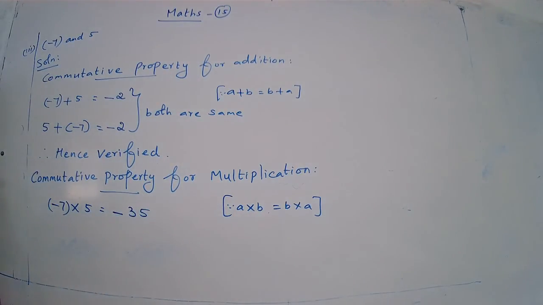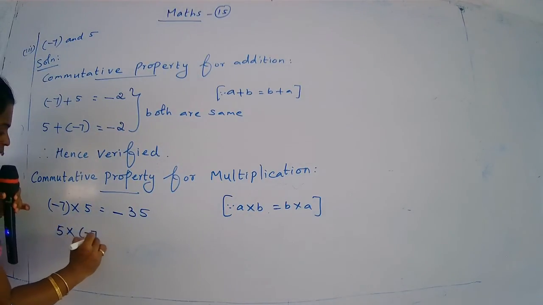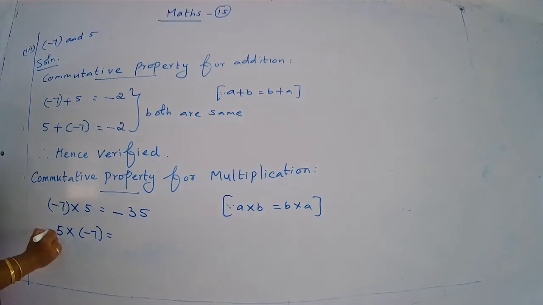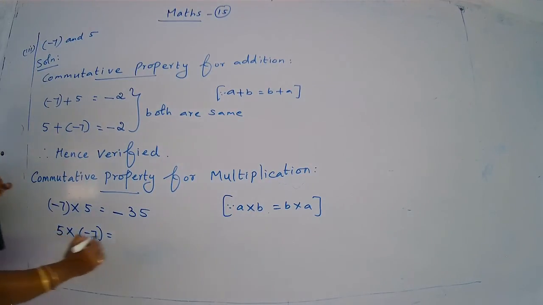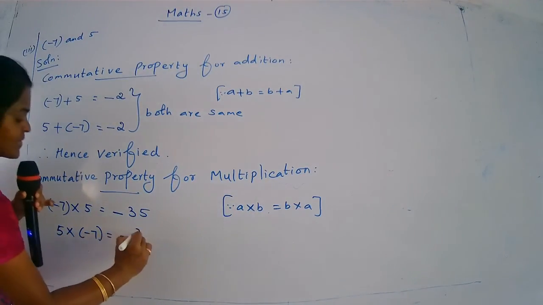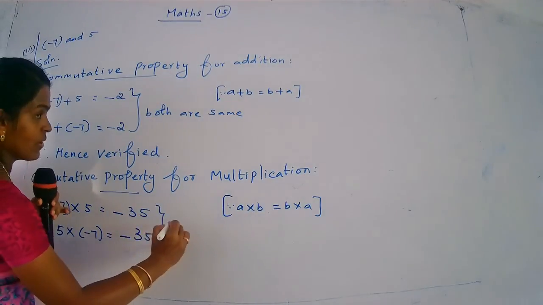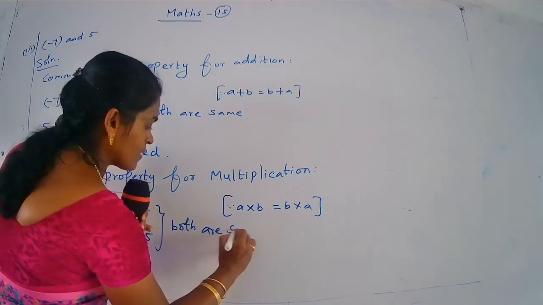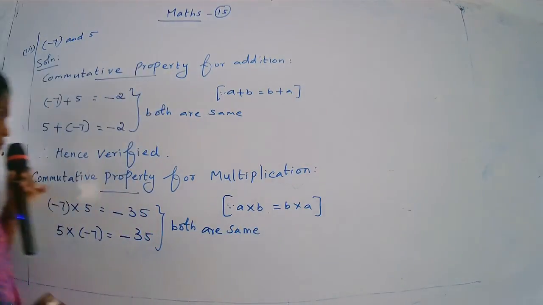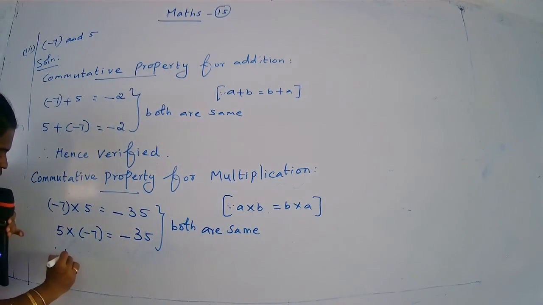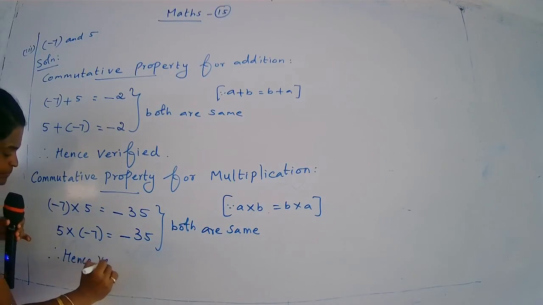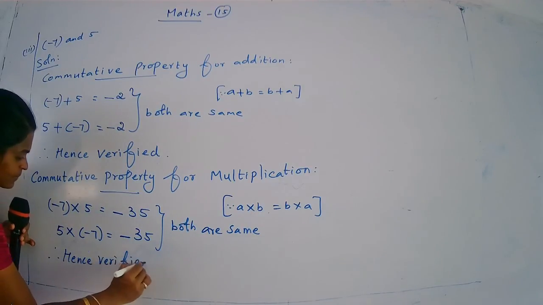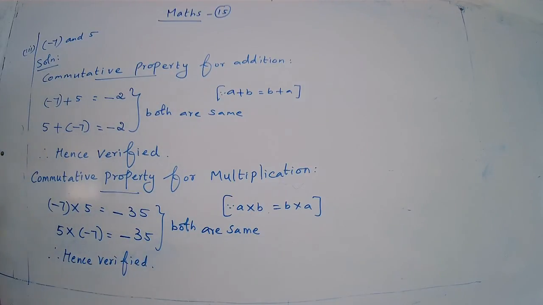Okay, so you check this property for addition and multiplication. Okay children, the rule is a plus b is equal to b plus a and a multiplied by b is equal to b multiplied by a. So you check this property for addition and multiplication. Okay, the next question, minus 5 and 9. Same type of question, check this property for addition and multiplication.